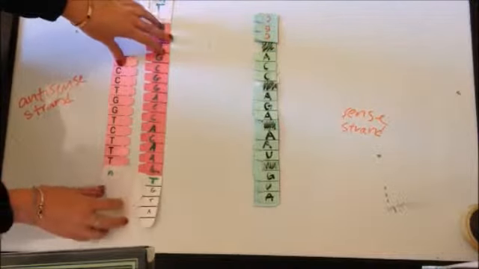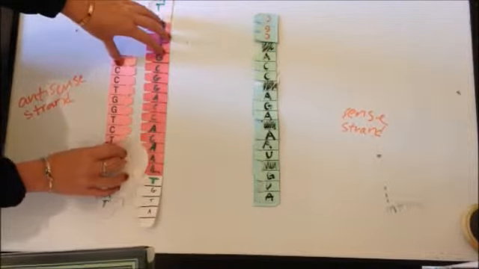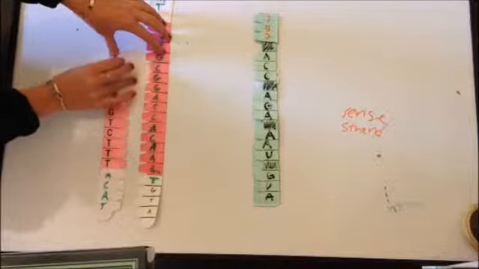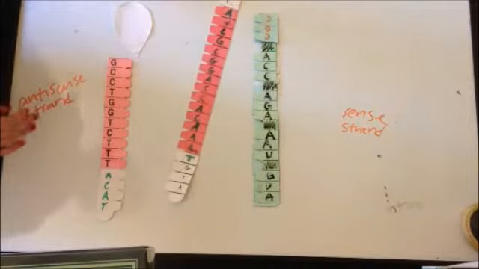Transcription is the process of transferring genetic information from DNA to RNA. Transcription uses an enzyme called RNA polymerase to unwind the DNA. The enzyme builds the RNA and rewinds the DNA.